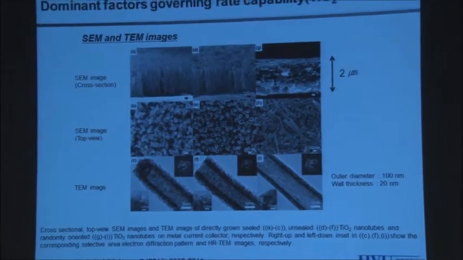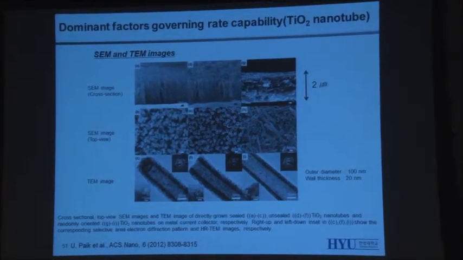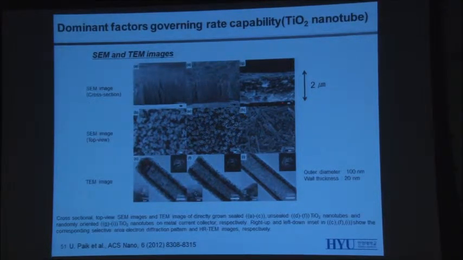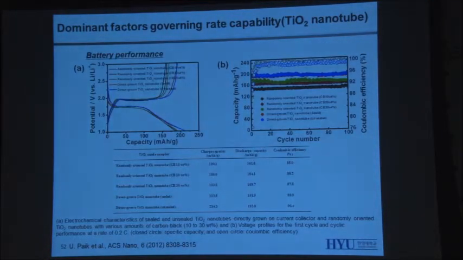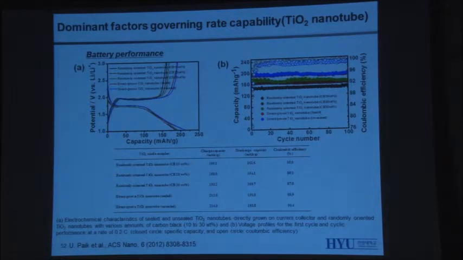So the SEM picture shows very well-ordered titanium nanowires, and this is nanotubular, and this is a randomly oriented nanotube structure. TEM picture shows the outer diameter is 100, the wall thickness is around 20 nanometers. So the battery performance shows that the direct growth nanotube unsealed one shows the capacity retention of 193, and then titanium direct growth is 191, and the randomly oriented is 160.